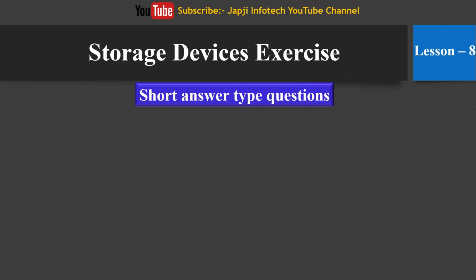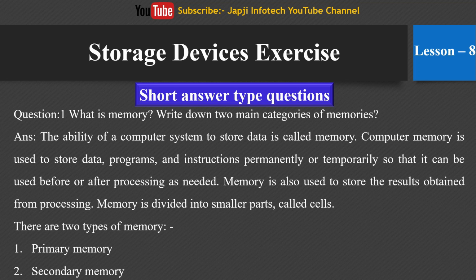So now we will learn about short answer type questions. So the first question is what is memory? Write down two main categories of memory. The ability of a computer system to store data is called memory. Computer memory is used to store data, program, and instruction permanently or temporarily so that it can be used before or after processing as needed. Memory is also used to store the result obtained from processing. Memory is divided into smaller parts that are called cells.